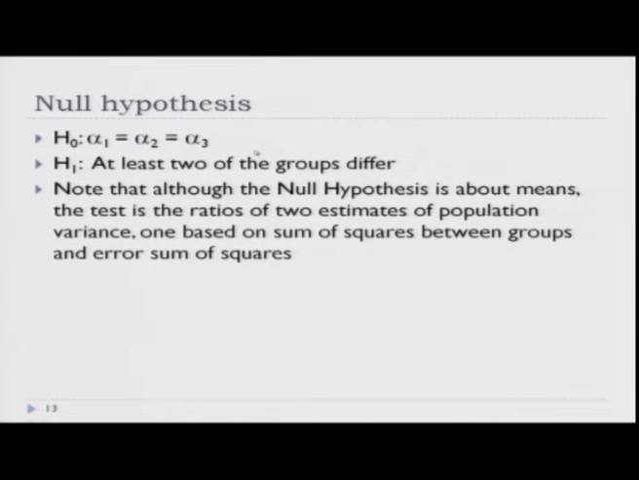The null hypothesis is stated as follows, that alpha 1 equal to alpha 2 equal to alpha 3, meaning group effects are similar. The alternative hypothesis would be that at least 2 of the groups differ. If there are 4 groups, the null hypothesis would be alpha 1 equal to alpha 2 equal to alpha 3 equal to alpha 4, and the alternative hypothesis would be that at least any 2 of the 4 groups differ from each other.